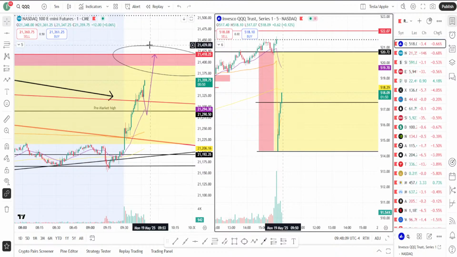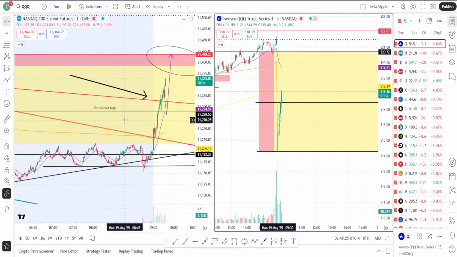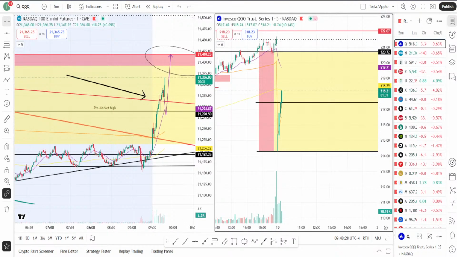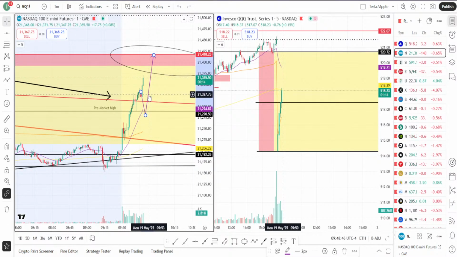Strong buyers here. We're getting a strong push towards that demand zone. Very strong push. Nice, nice. Nice move there.